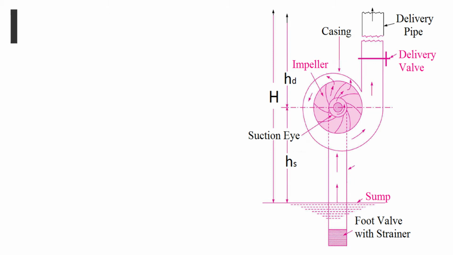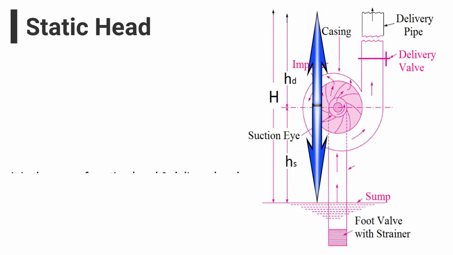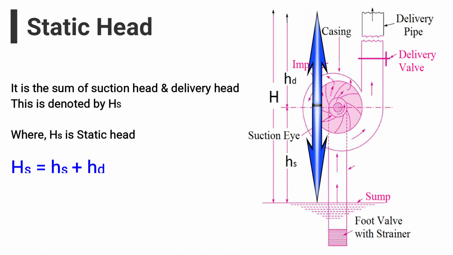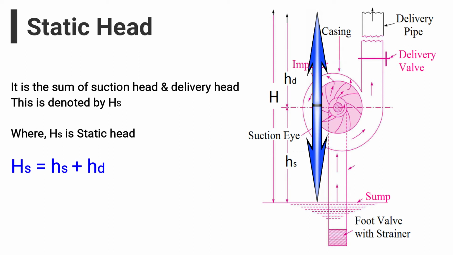Next one is static head. It is the sum of suction head and delivery head, and this is denoted by capital H. We can also write H equal to hs plus hd, where capital H means static head, small hs means suction head, and small hd means delivery head. Here we are not considering any losses in case of static head.